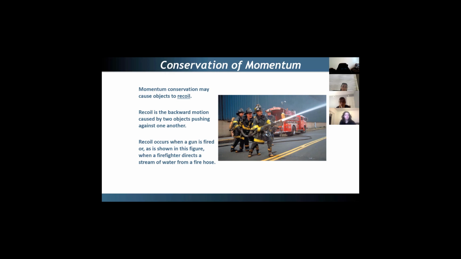So recoil, an example of that is when you fire a gun, the bullet is there. We apply a force to the bullet, which launches the bullet that way with its momentum, and there has to be an equal and opposite force creating momentum for the gun going backwards, and that's the recoil. The bullet fires forward while the gun recoils backward. Another example would be firefighters. There's force pushing this water and giving the water momentum, but then there has to be an equal and opposite force creating momentum in the other direction.